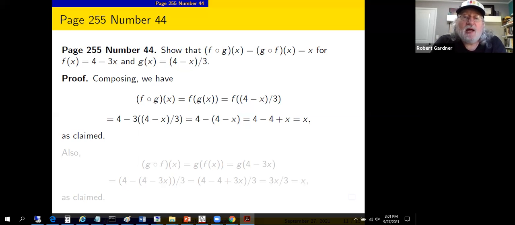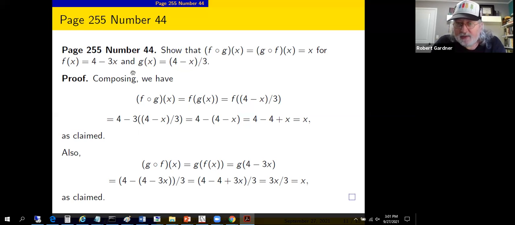How about the composition in the other direction? Right, they said show it in both directions. Okay, we did the f composed with g. Now for the g composed with f of x. That is g of f of x. f of x is 4 minus 3x, so that's g of 4 minus 3x. What does g do to an input? 4 minus the input divided by 3. So we'll have 4 minus the input divided by 3.